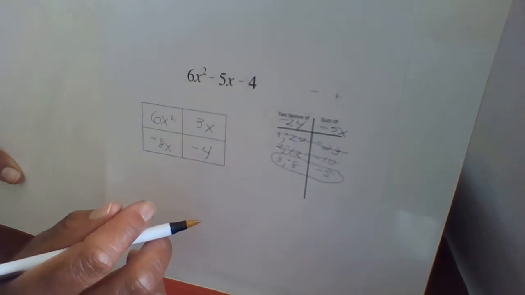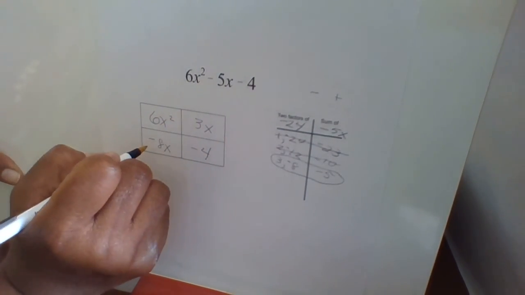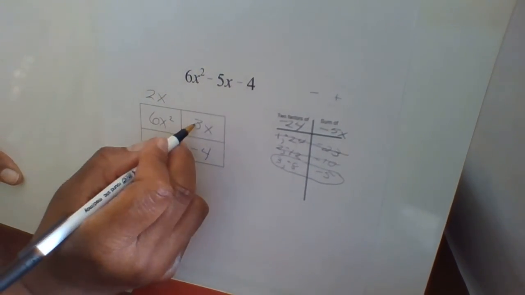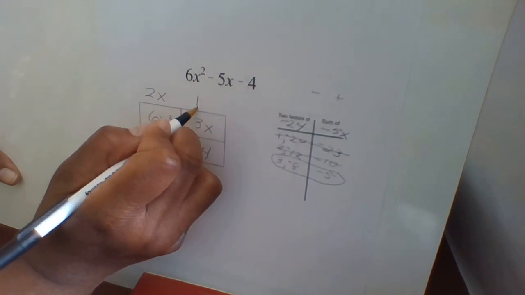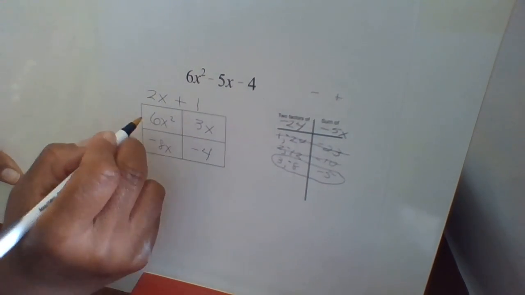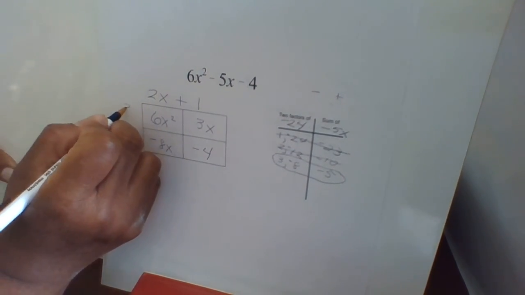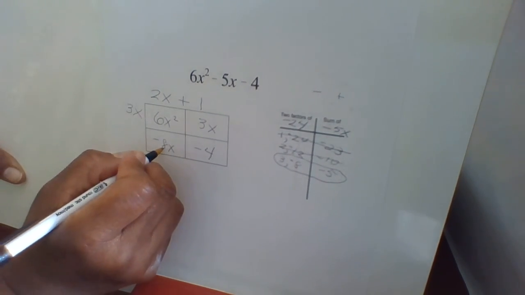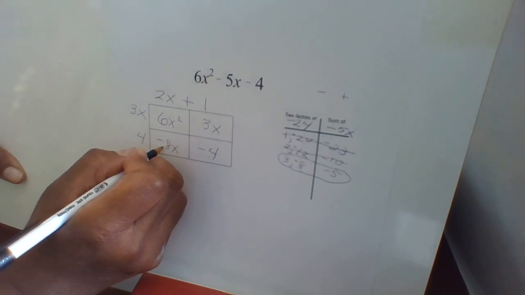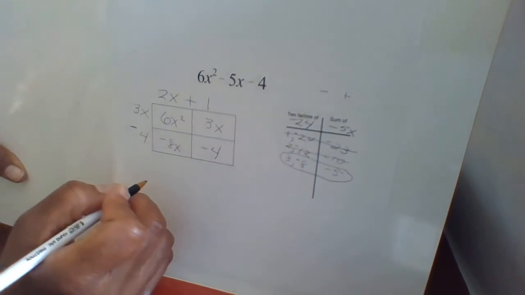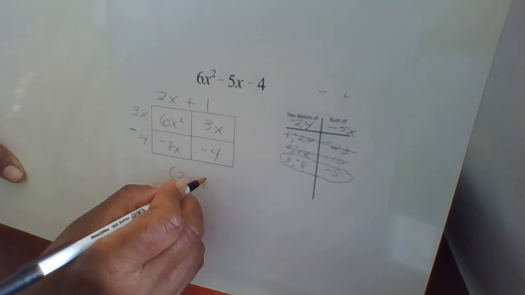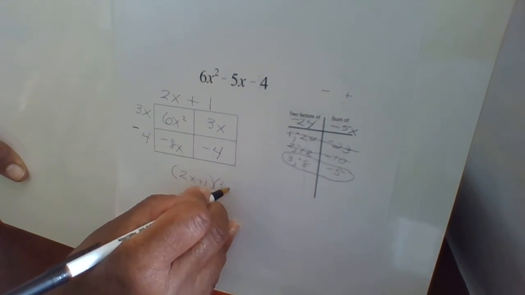Factor out the greatest common factor among the rows and columns. 6x squared and negative 8x both have 2x in common. 3x and negative 4 have nothing but 1 in common. Since 3x is positive, it's going to be plus. 6x squared and 3x both have 3x in common. And negative 8x and negative 4 both have 4 in common. And since negative 8x is negative, that'll be a minus. So now my final answer would be 2x plus 1 times 3x minus 4.